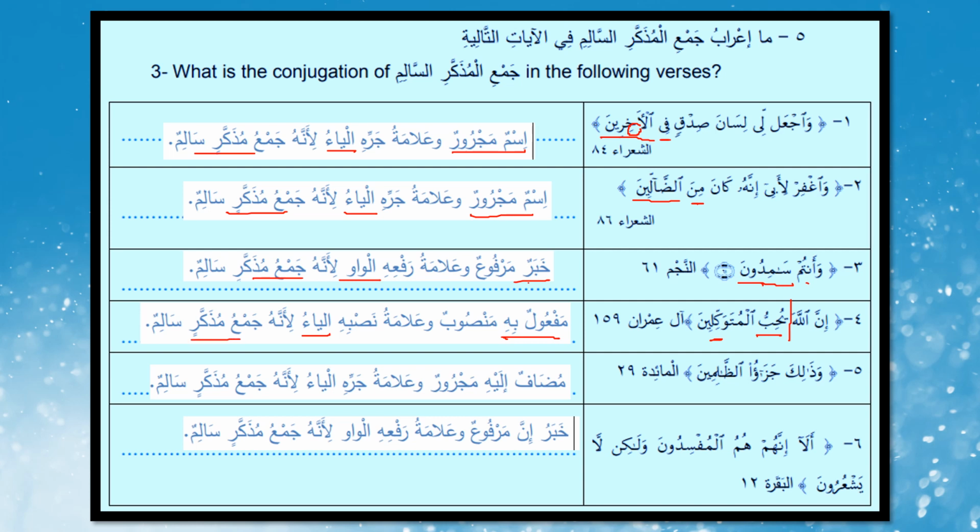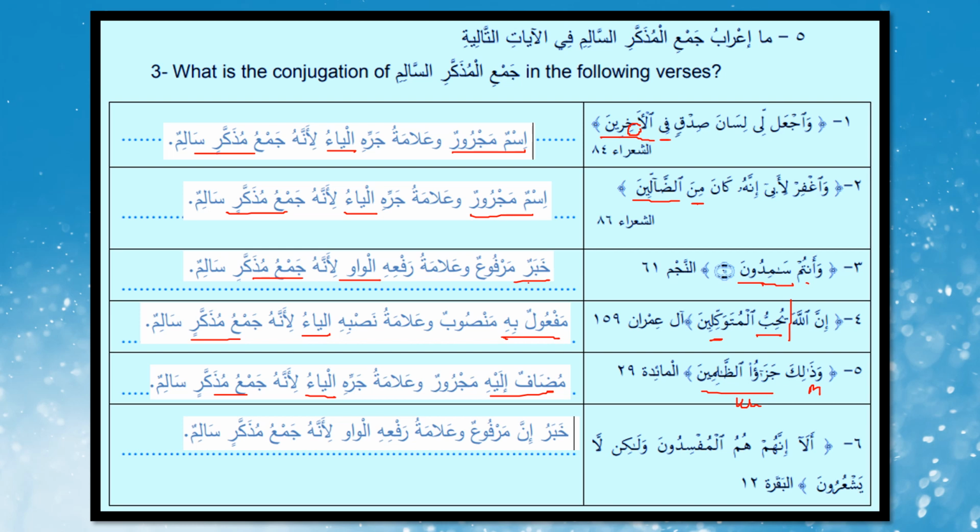وَذَلِكَ جَزَاءُ الظَّالِمِينَ. So this is an idafa. ذَلِكَ, this is a jumla ismiya, mubtada. So this is in khabar position. And ظالمين is in mudaf ilayhi. So it's in mudaf ilayhi, majroor, and the sign of jarr is the ya because it's jama muzakkar.